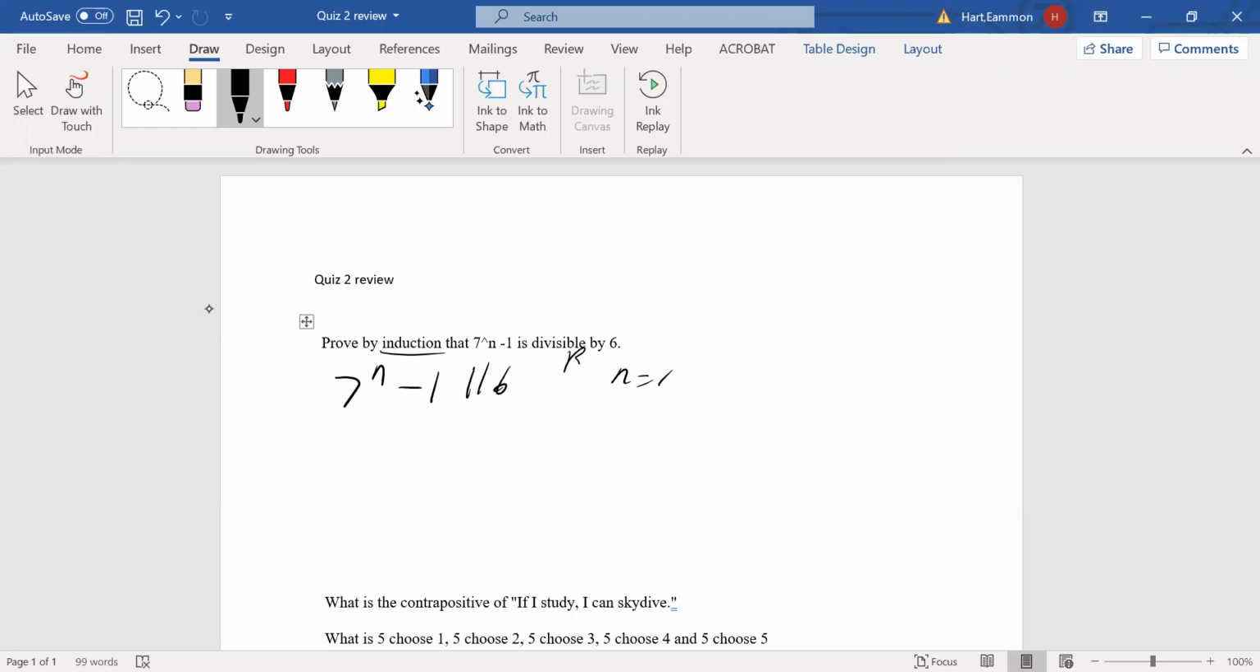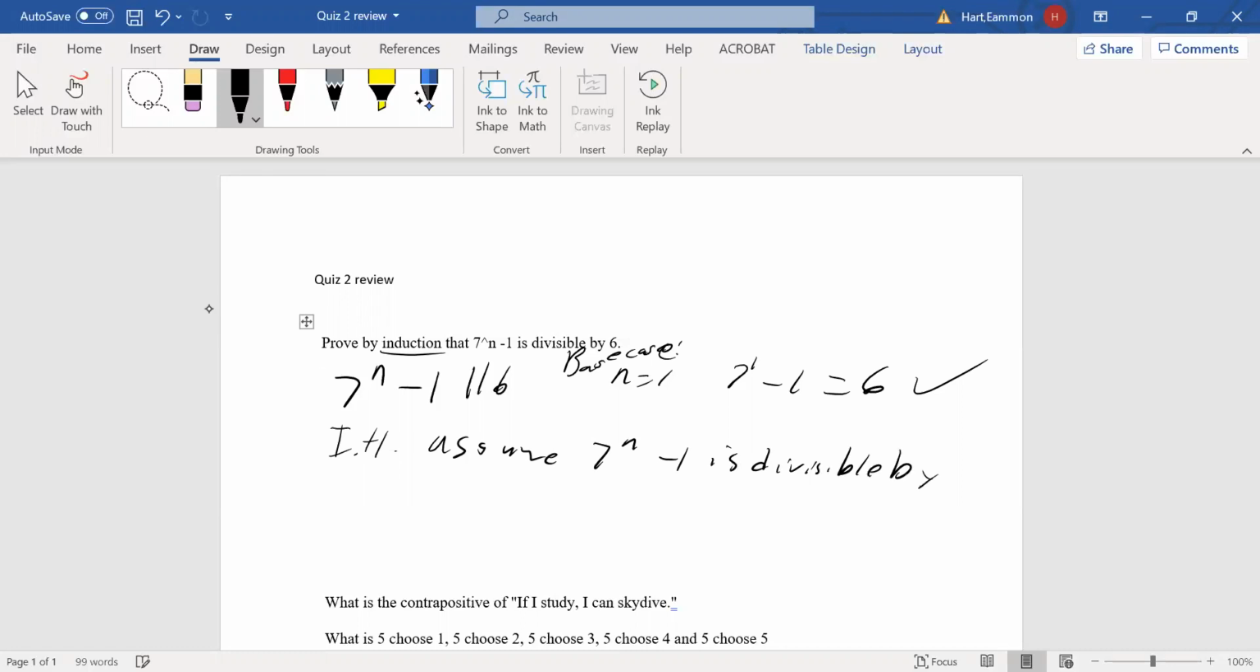Then base case. We get 7 to the 1 minus 1 is equal to 6, which is in fact divisible by 6. So now we have to move on to the inductive hypothesis. For the inductive hypothesis, we assume that 7 to the n minus 1 is divisible by 6, and we want to show 7 to the n plus 1 minus 1 is divisible by 6.